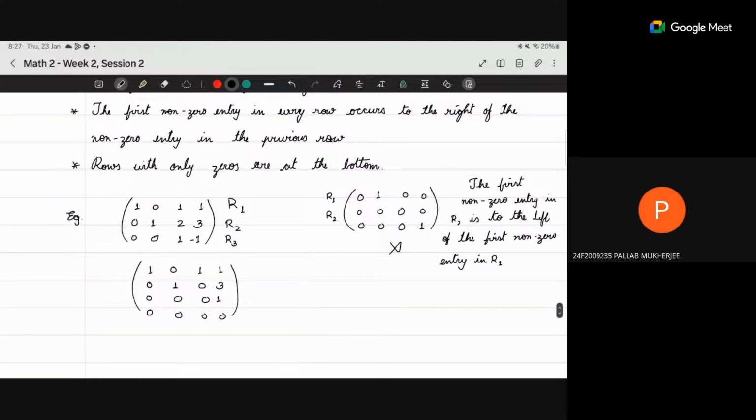Sir, according to the third condition, that means the all-zero row can be only at the bottom row. Not only the bottom row, it should be below every non-zero row. You can have multiple also. You can have like 1 0 0, 1 0 0, 0 0. This is fine. The zero rows are at the bottom, meaning there should not be any non-zero row below any zero row.